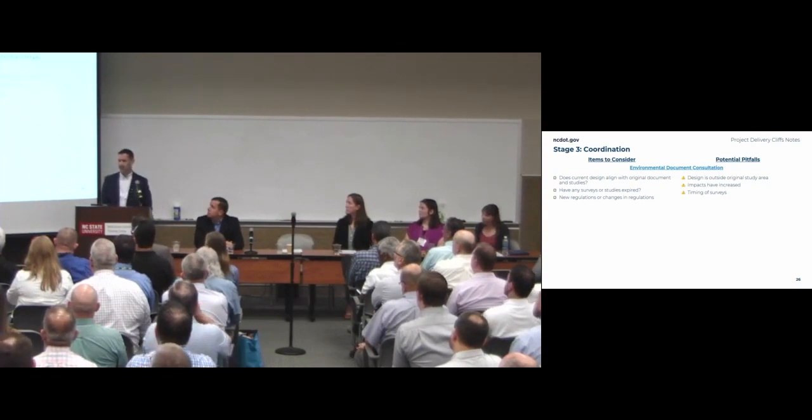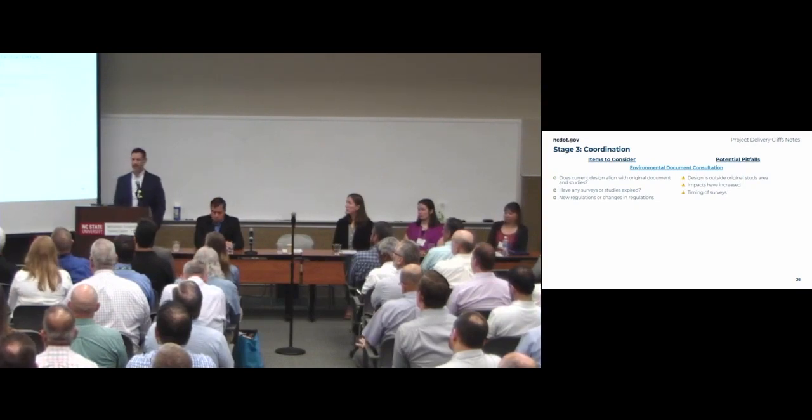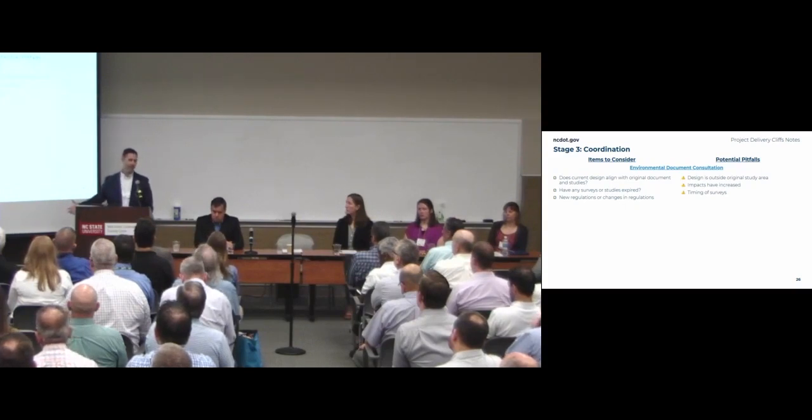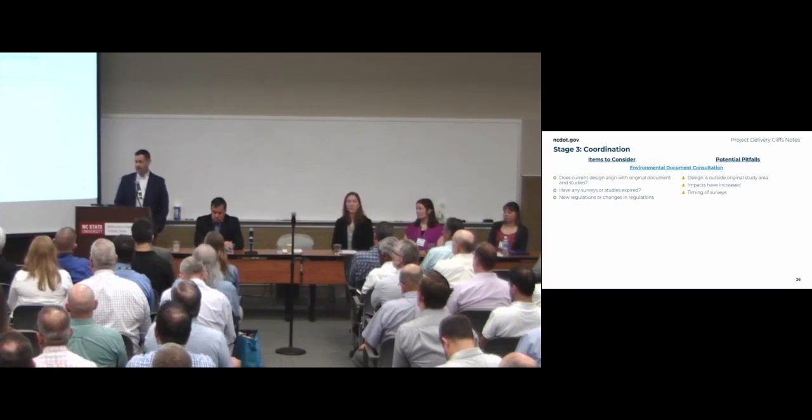The first thing you need to be looking at, does your design still align with the original study area and the surveys and studies that were done? It's not uncommon for a design to change. You may find an intersection that needs improvement. Did that get caught in the study area? Did things change since you started? Those can delay things if you don't catch it early as you're trying to catch those studies back up, and they do take time. Have the impacts changed?